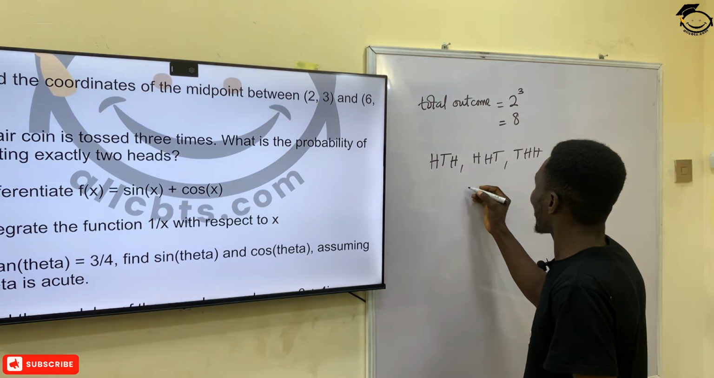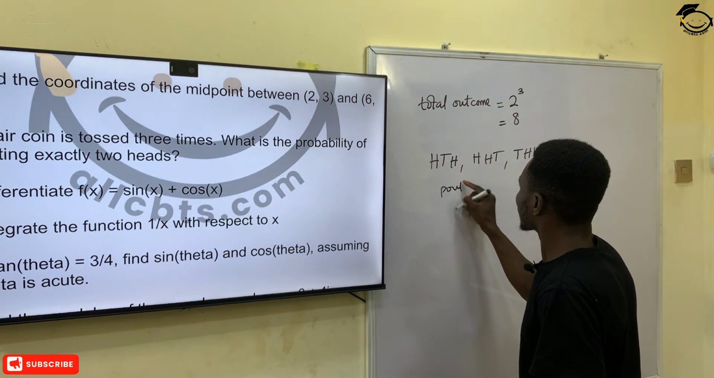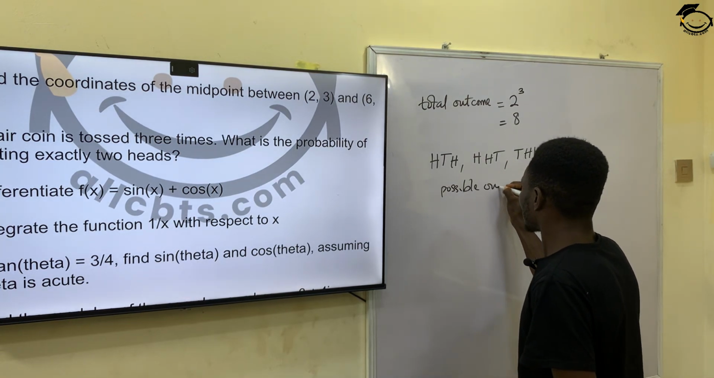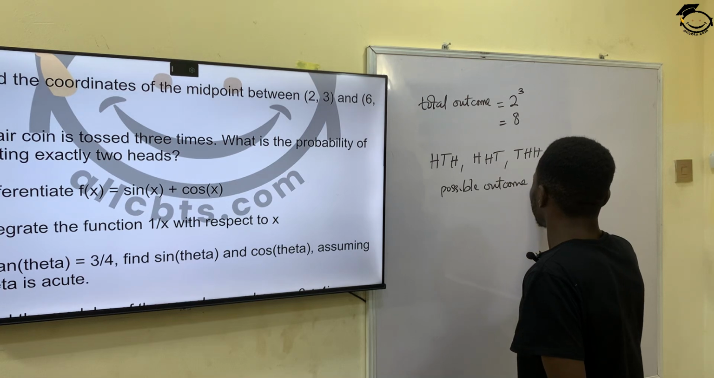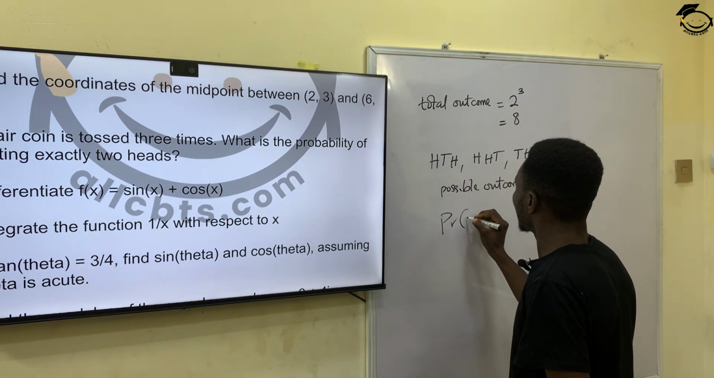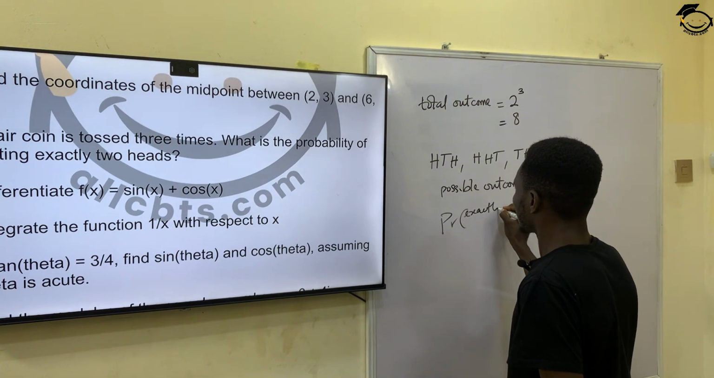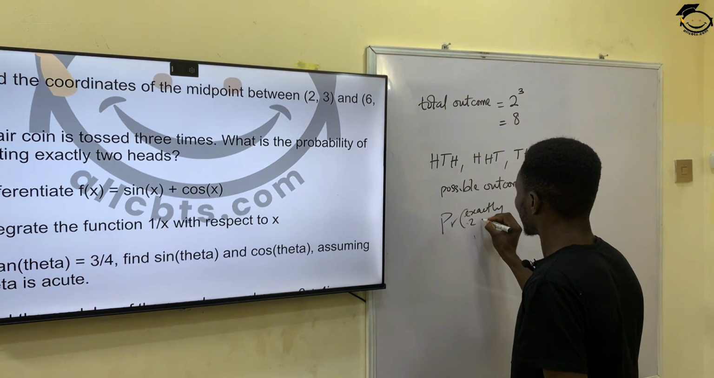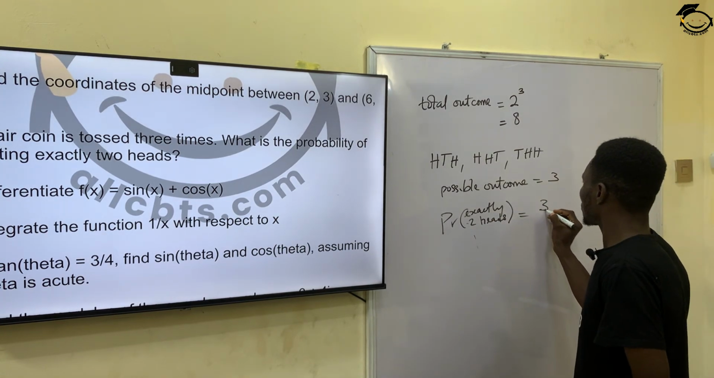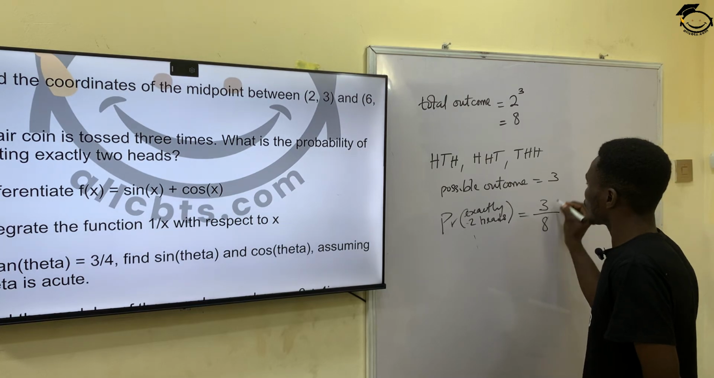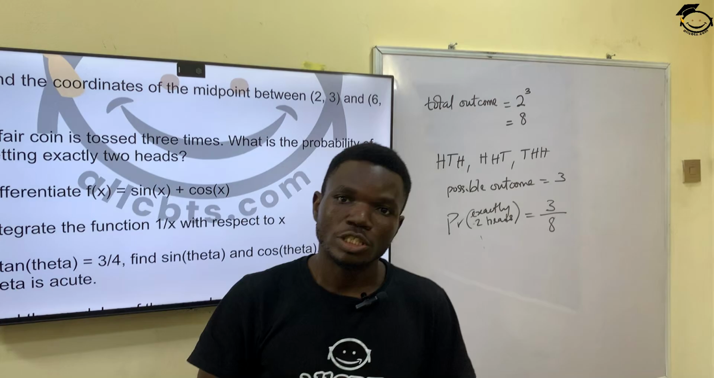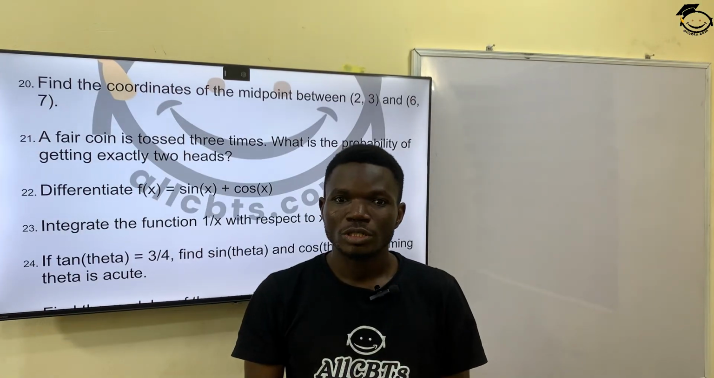So it means that my possible outcome is going to give me 3. It means therefore that my probability of getting exactly 2 heads is going to give me 3, which is the possible outcome, over my total outcome, which is 8. It means the probability of getting exactly 2 heads is 3 over 8. Moving on to question number 22.